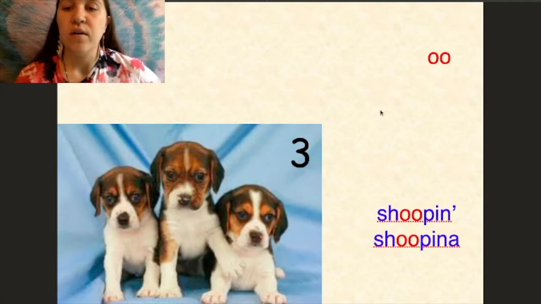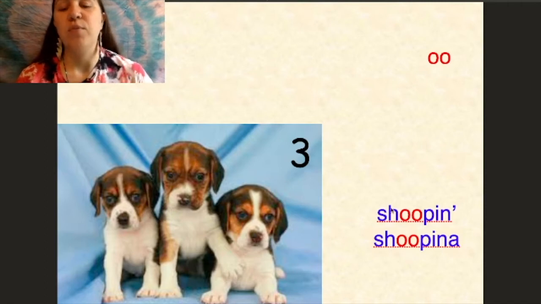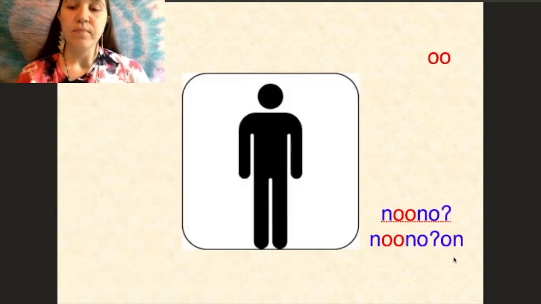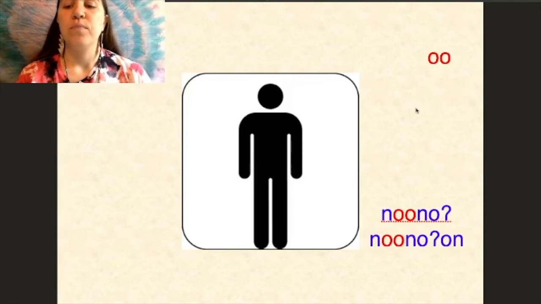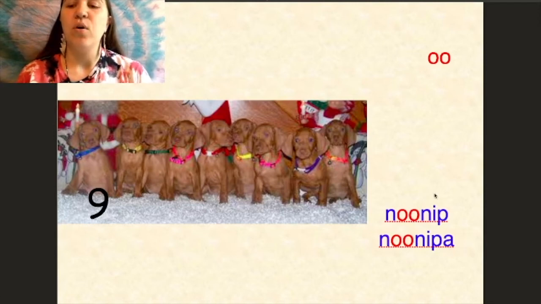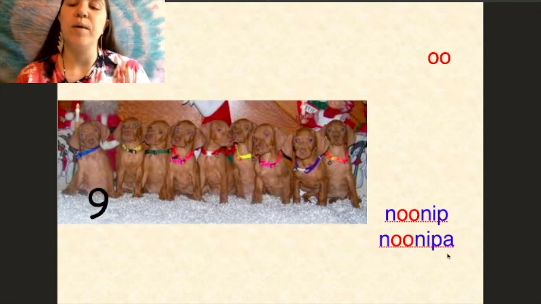And o, our double o vowel sound, we have shobin, shobina. For number three, shobin, shobina. And for this word, this is our word for man. We have nono, nonon. And the word for number nine, we have nonip, nonipa.